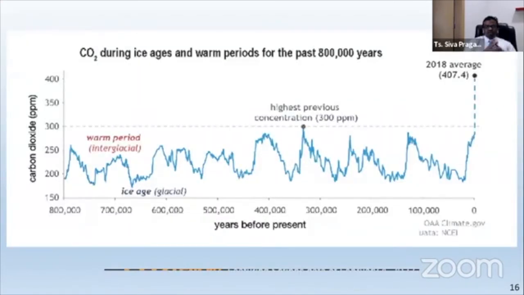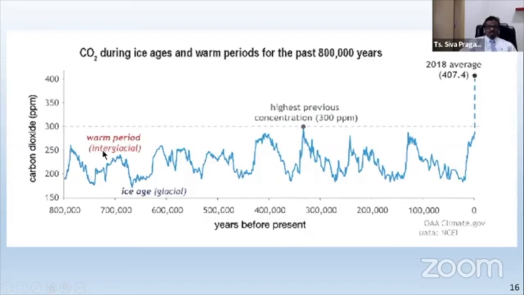Okay, some of us say that global warming is fake news, right? So if you look at CO2 concentration in ppm, what we saw just now, we know it's about 418 ppm. Now we are taking this from CO2 during ice ages and warm periods for the last 800,000 years. You can see that from 800,000 years before, it never breached even 300. It was always there for hundreds of thousands of years. The CO2 ppm concentration in the atmosphere has remained much lower than 300, except at one point, the highest previous concentration, 300 ppm. That's somewhere around 200,000 years ago.